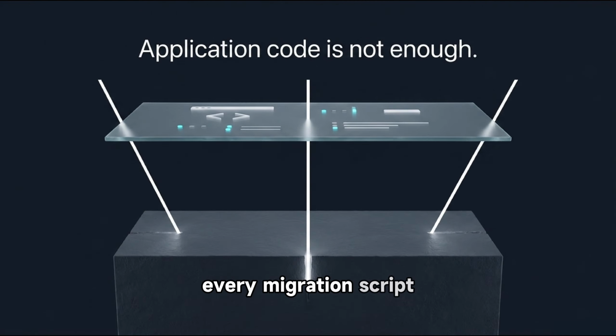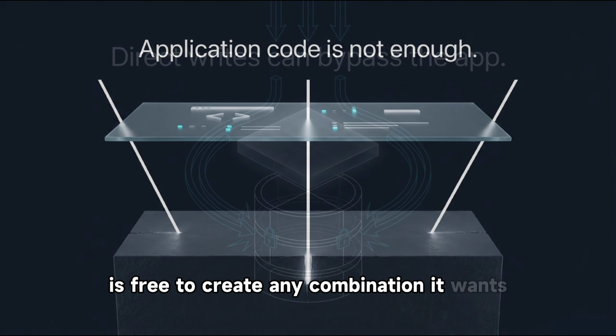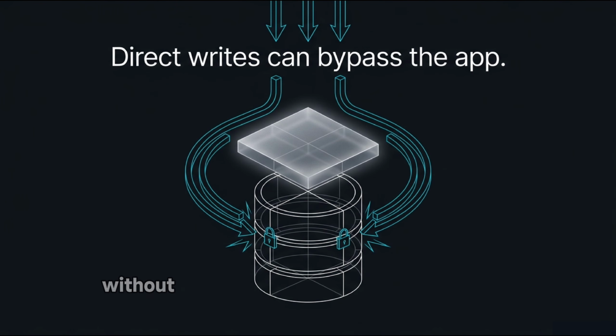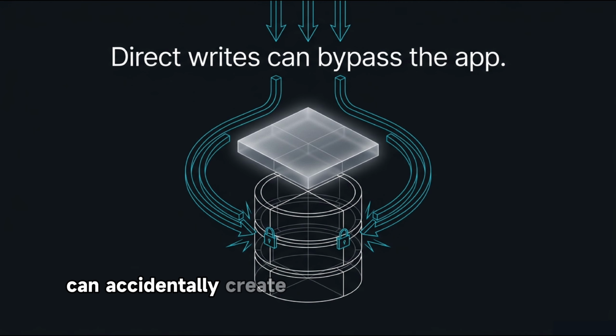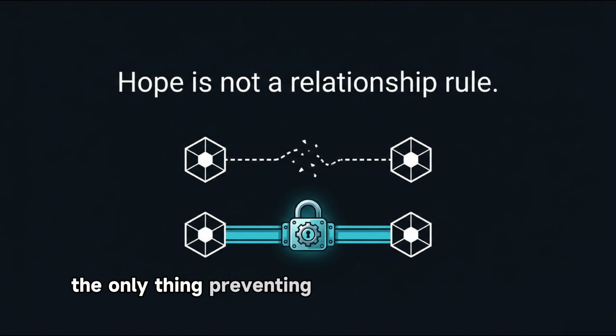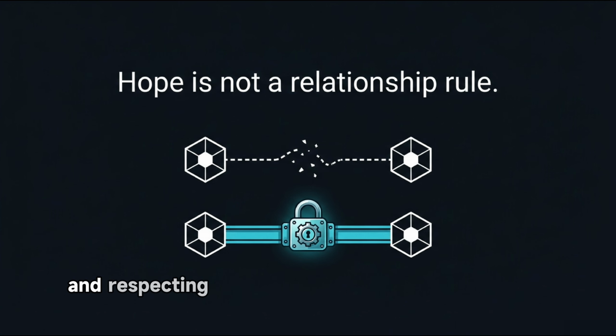Every migration script that runs directly against the database is free to create any combination it wants. Every integration that writes without going through the application layer can create any combination it wants. Every developer who manually fixes a data problem under pressure can accidentally create any combination they want. Without the constraint, the only thing preventing impossible relationships is every person who ever writes to the database correctly understanding and respecting a rule that exists only in their head. That is not a system, that is hope.